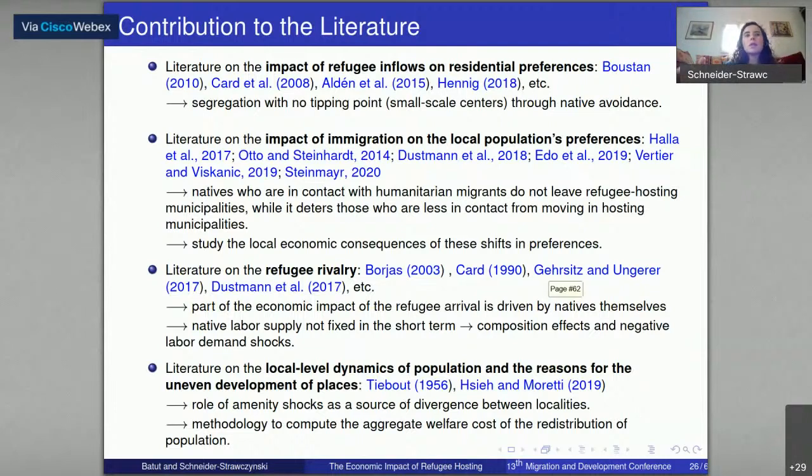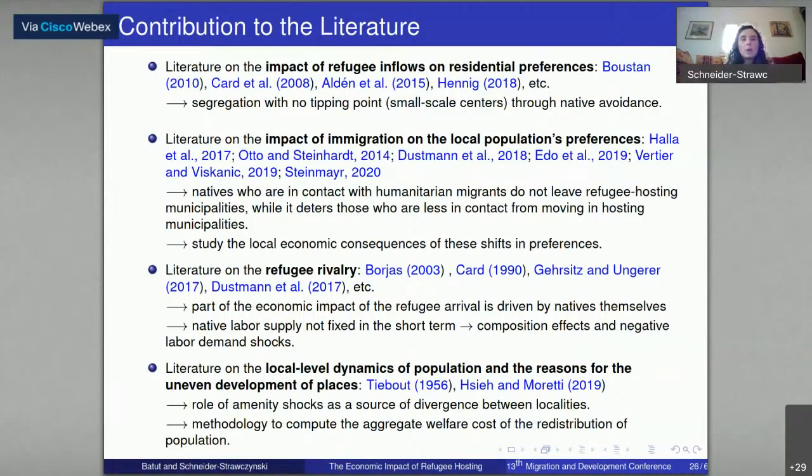We also complement the literature on the refugee rivalry by showing that part of the economic impact of the refugee arrival may be driven by natives themselves, and also by showing that the native labor supply may not be fixed in the short term when we perform this kind of analysis.